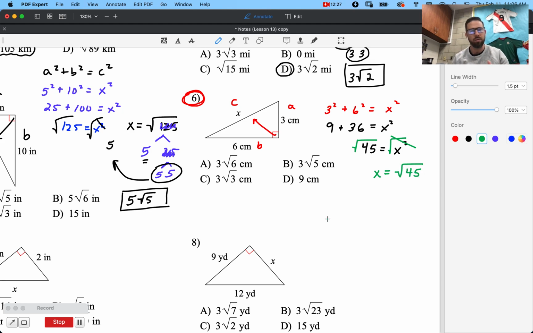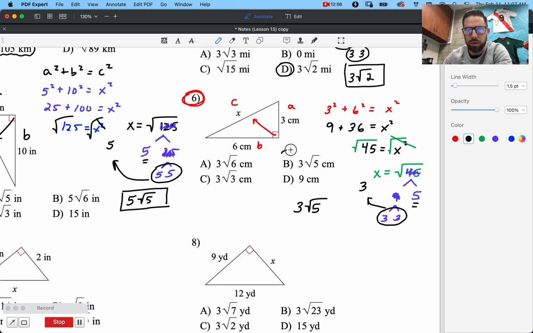And I'm like, yeah, I got it right. Okay, but that's not over here. We don't see an option, which means we got to break this guy down. 9 times 5 is 45. Cross it out. And 3 times 3 is 9. Cross it out. We have a pair of 3's. It's going to come out as a 3. And that guy's our leftover on the inside. It looks like our answer is 3 radical 5 or 3 root 5. Same thing. Which means B is the answer.